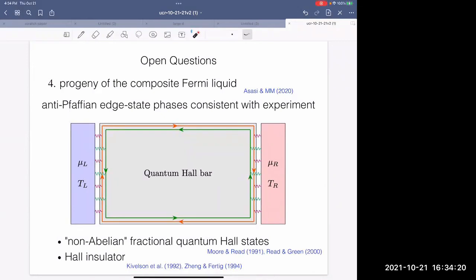exchanging those particles, you get a matrix that acts on the state, right? So such a state is thought to exist at 5/2 filling fraction, and the question is, can we better understand how the composite Fermi liquid transitions to such a state, or possibly others? There's not just the so-called Pfaffian state, but a number of different other states, and then in particular, what are their transport characteristics?